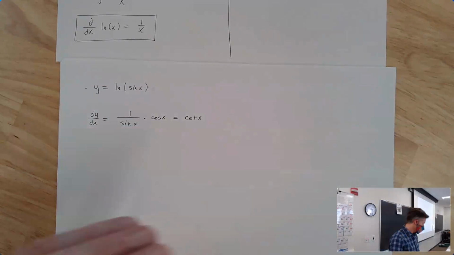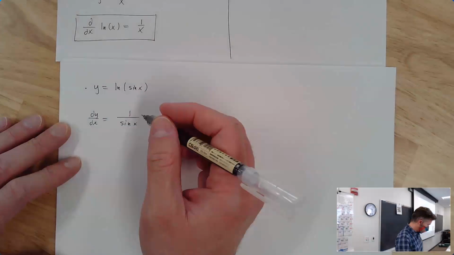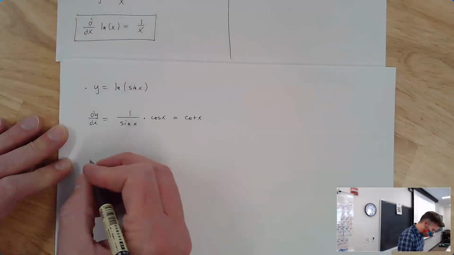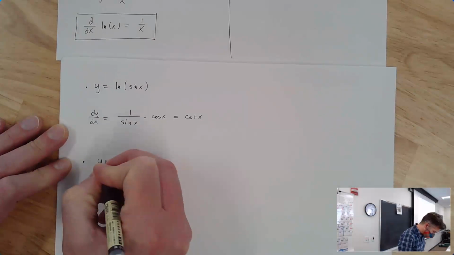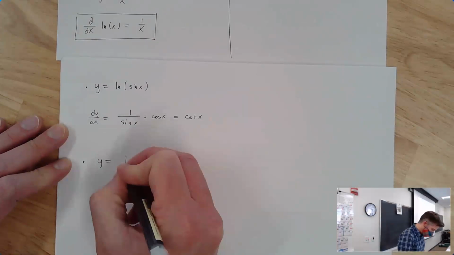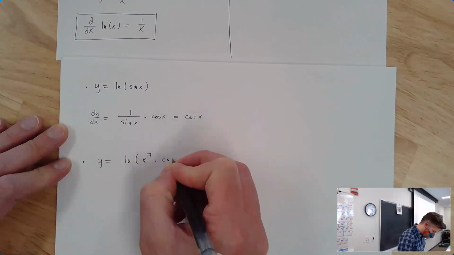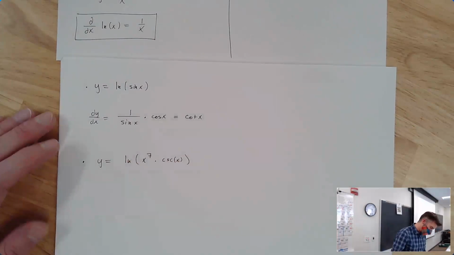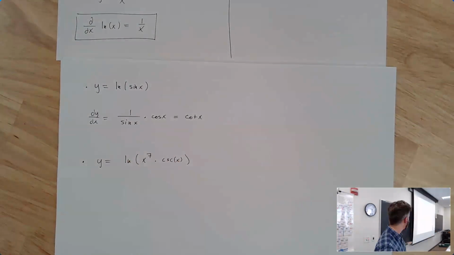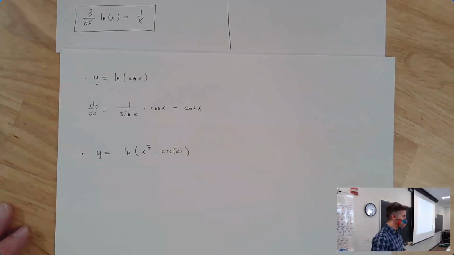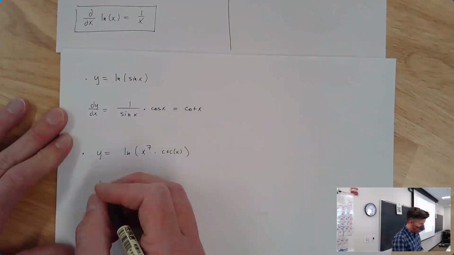Thank you. So let's look at a couple. Let's do this one first. Let's say our function is y equals the natural log of x to the 7th times cosecant of x. And I totally could take the derivative of this using the rules we just talked about. I could, and I'm going to this time.